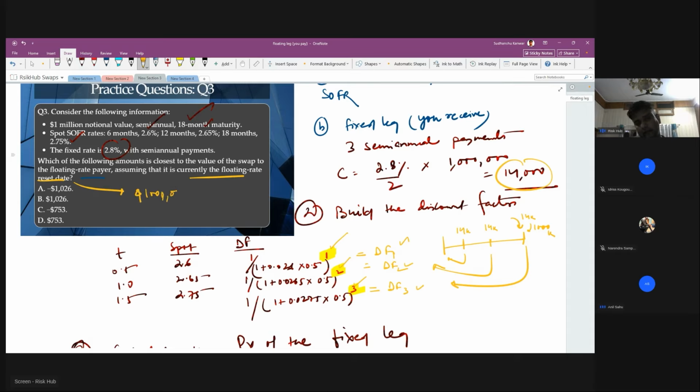Okay, so it is 6, right? It is 1 million, right? On the floating reset date, it is 1 million. So this part I don't need. If it is not a floating reset date, then I have to do the calculation there also.